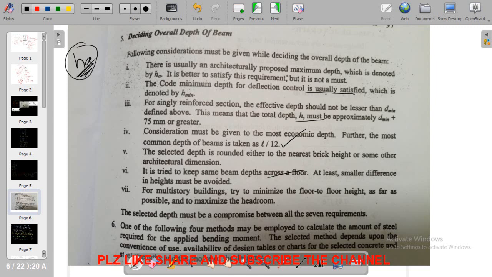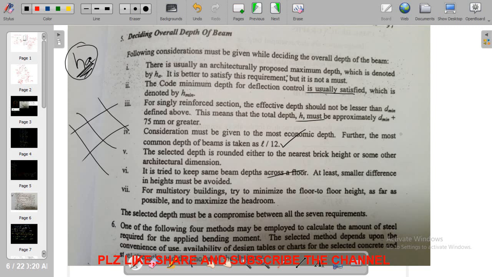Avoid small differences in depths. If we have, let's say, 20 inches depth for one beam, because in a slab system we have a number of beams, B1, B2, B3, B4, etc., avoid small differences in depths. In the girder case, we have secondary beams, primary beams and girders, so the depth of the girder is generally greater. But among secondary beams and primary beams, try to avoid small differences and use uniform depths. For multi-story buildings, try to minimize the floor-to-floor height as far as possible and maximize the headroom. Try your best to minimize the depth of the beam.